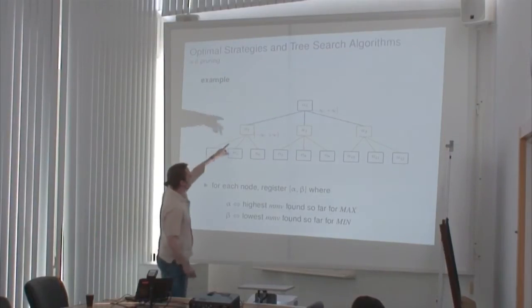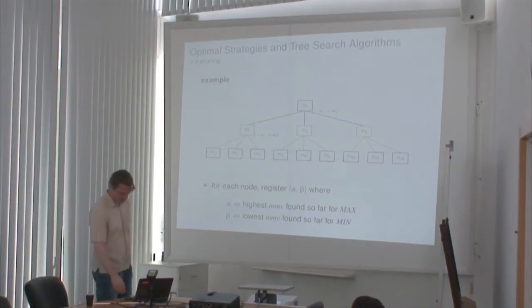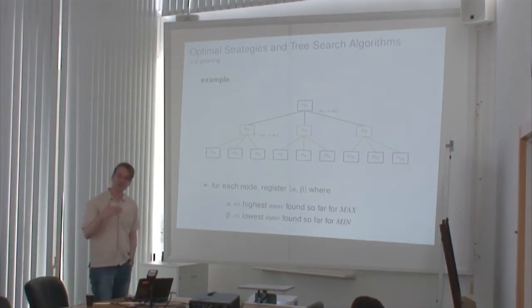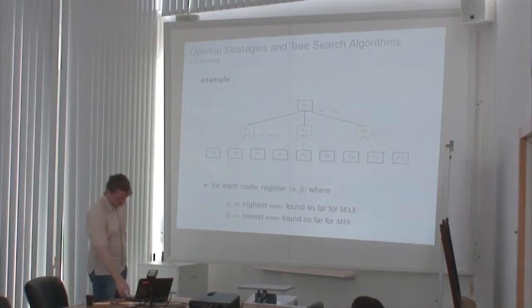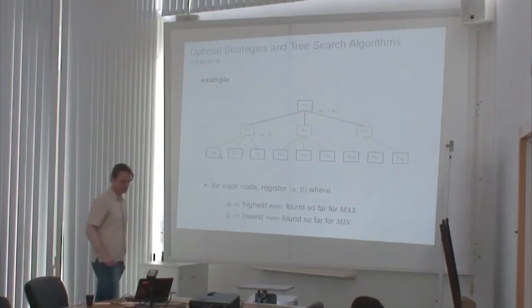In order to compute the min-max value of this state, we of course have to determine the min-max values of the three successor states, which is easy because they are leaf nodes. We just look up their utilities. We find that node N4 has a utility of 3.